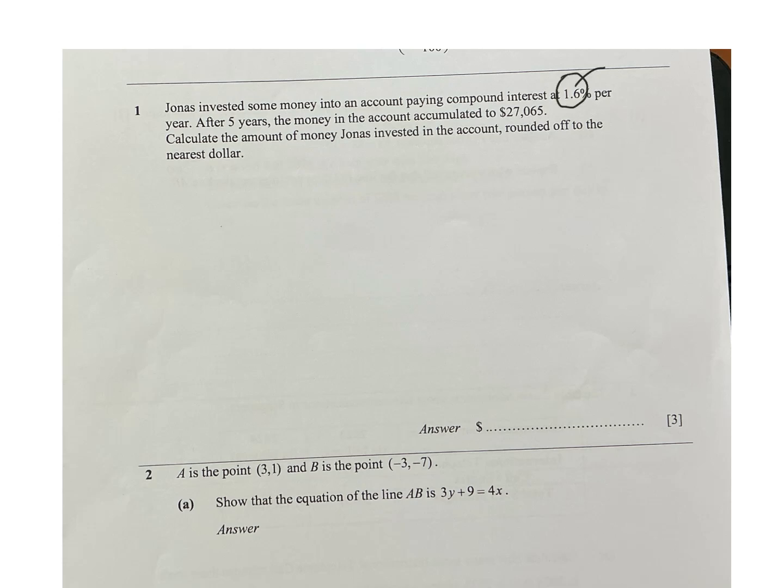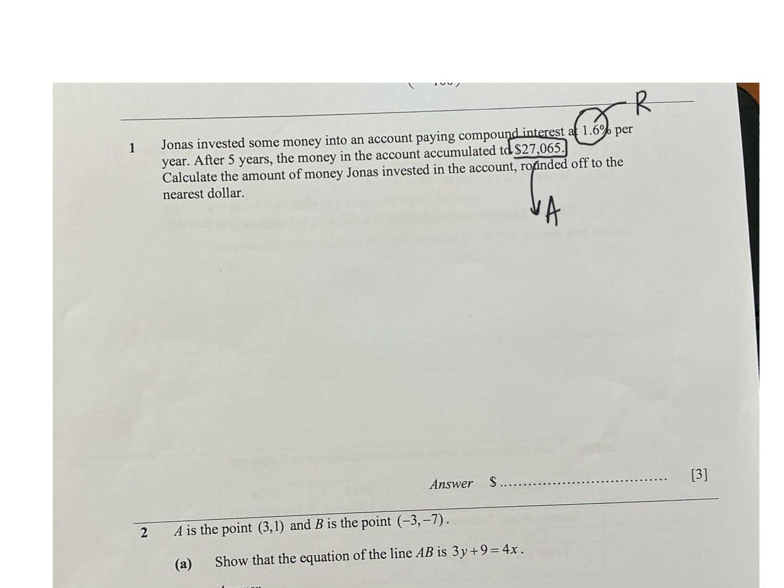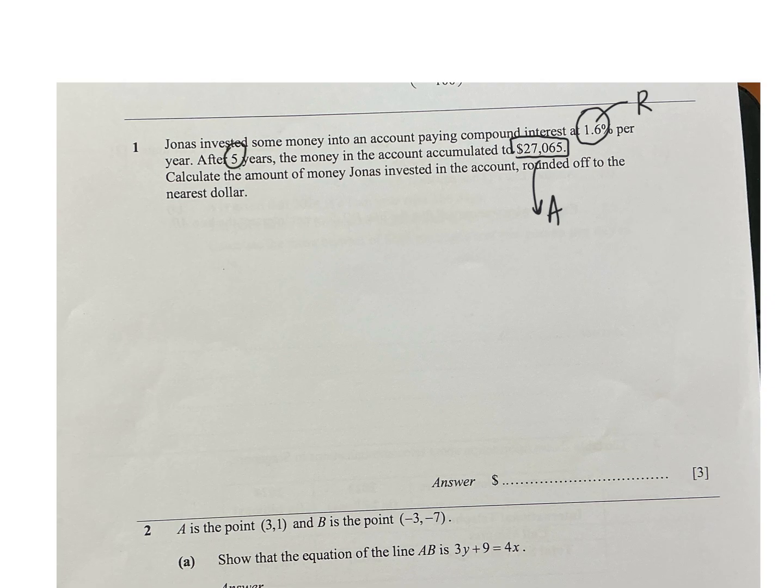This is your rate. This is the amount that is accumulated after 5 years. This is A. This is not P. When you put in your values, this is your T, and you should put in under A, not P. The moment you put it as P is wrong already. So this is 27065.